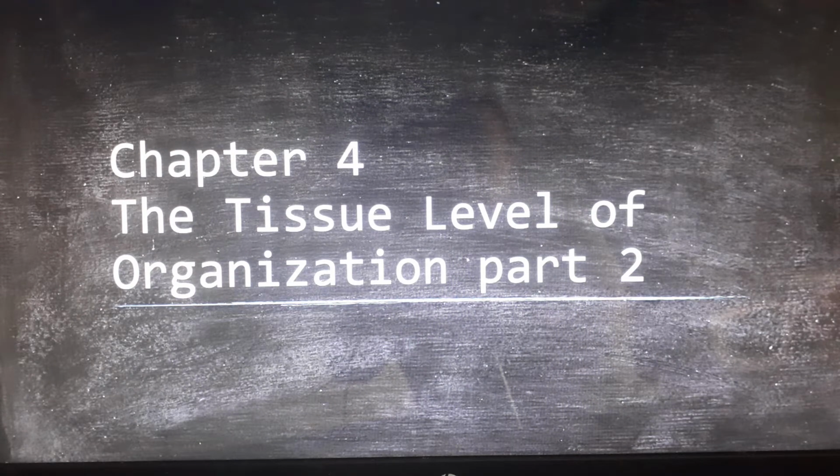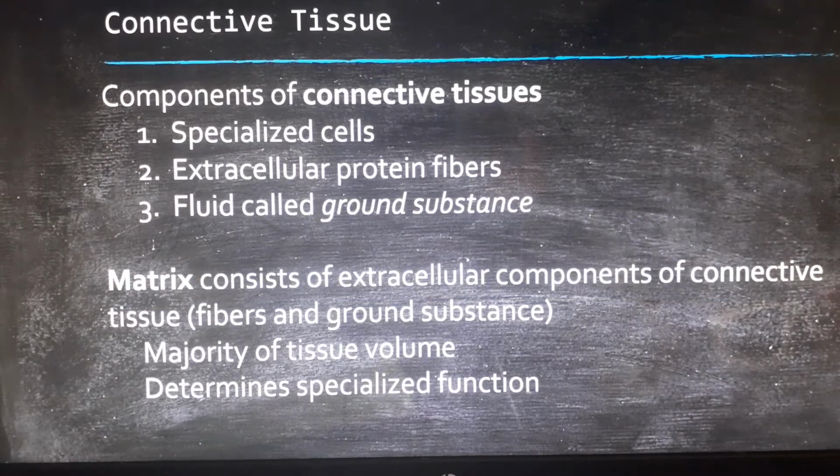Okay, so this is chapter 4, PowerPoint part 2. I'm going to do slides 1 to 30 in this video, and then I'll do another video on this part from 31 to 54. So we just finished talking about the epithelial tissues, and we got through all of the epithelial tissues, and the next primary tissue type is the connective tissues.